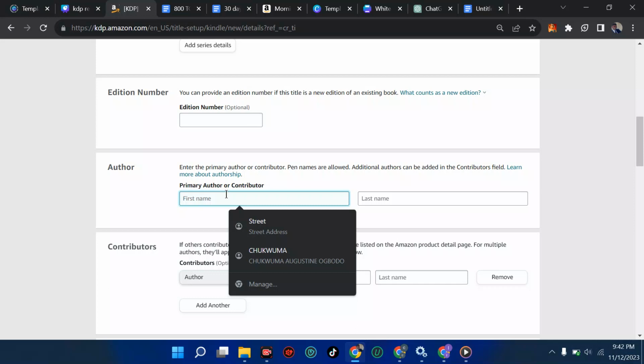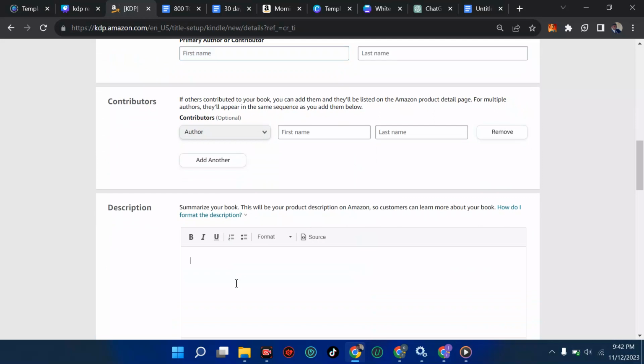If you're doing a cookbook, you can change your pen name. If you're doing a poem book, you can change your pen name. Good, now you know that. The next thing is the description. Describe your book very well. Ensure it's not confusing. Just tell the person the benefit of your book; that is what you write in the description.